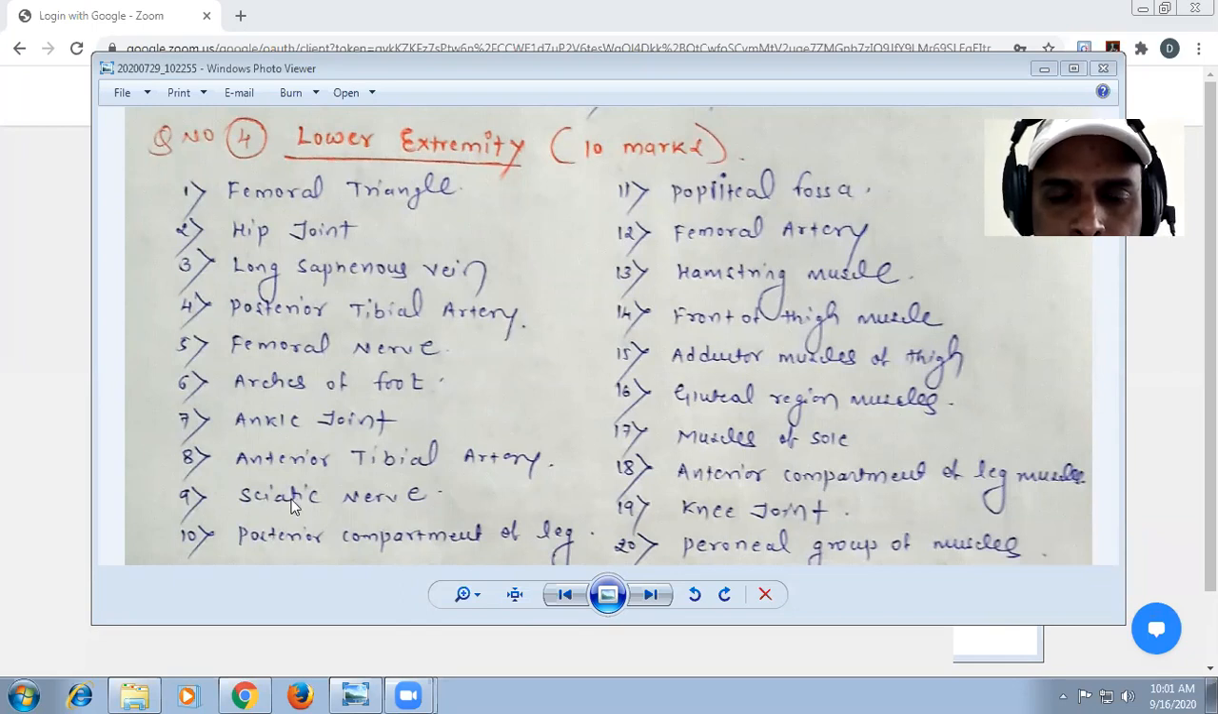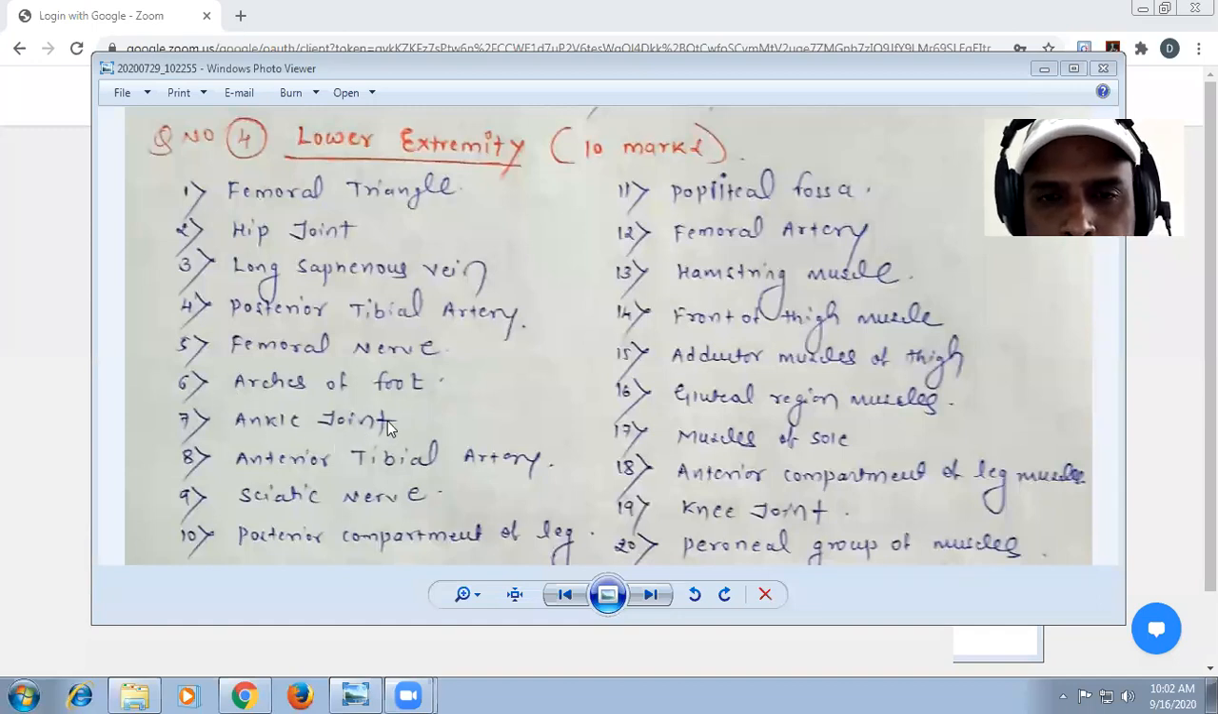And the anterior tibial artery: as we have studied, the femoral artery continues as the popliteal artery, which divides into the anterior tibial artery and the posterior tibial artery. You have to read the anterior tibial artery, and at the ankle joint it continues as the dorsalis pedis artery. That you have to remember. Ankle joint, this is very important.